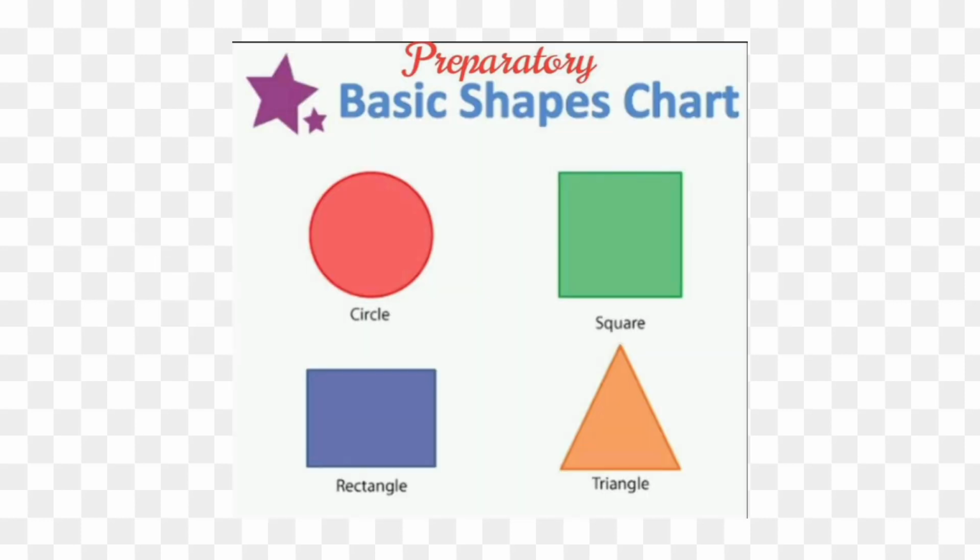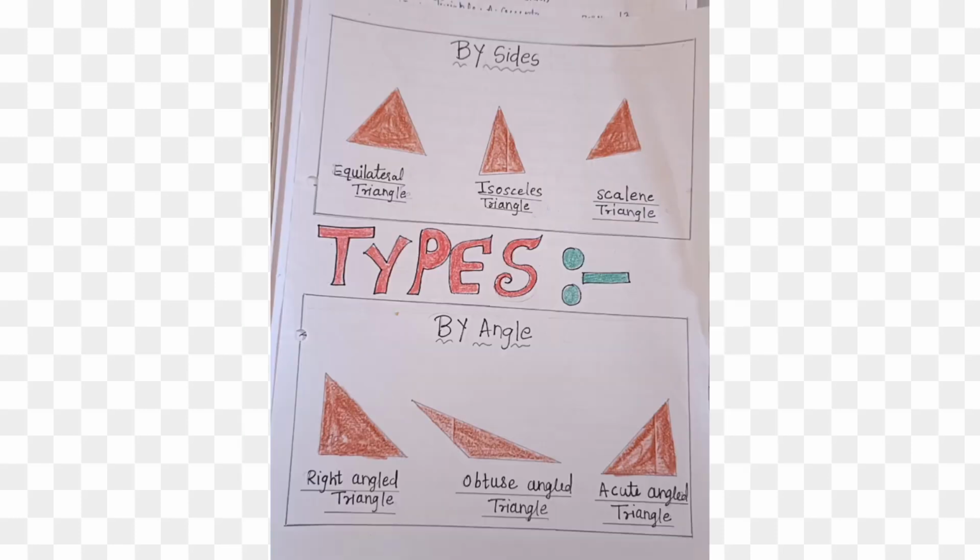So, students, what is in this chart? We can see the basic shapes here. Which shapes can you see here? Square, rectangle, circle, and triangle. Yes, now tell me which shape has only three corners? Triangle. Yes, very good.